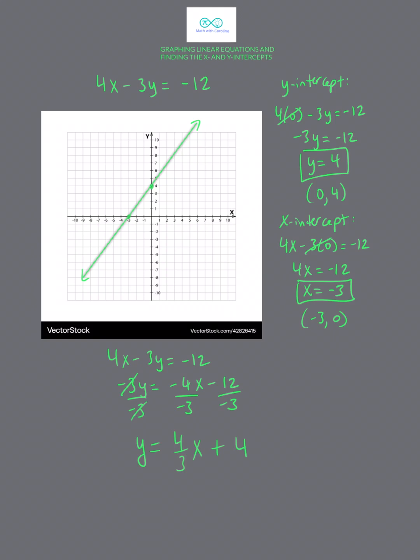Now we can compare this to the line that we graphed. This says that our y-intercept is positive 4, and this says our slope is 4 over 3. Since this is a positive slope, we can go up and right, since it's positive and positive, or we could go down and left. Since that's a negative over a negative, that would also become a positive. So we can see that we have that here. If we go up 4 and right 3, or we could go down 4 and left 3.